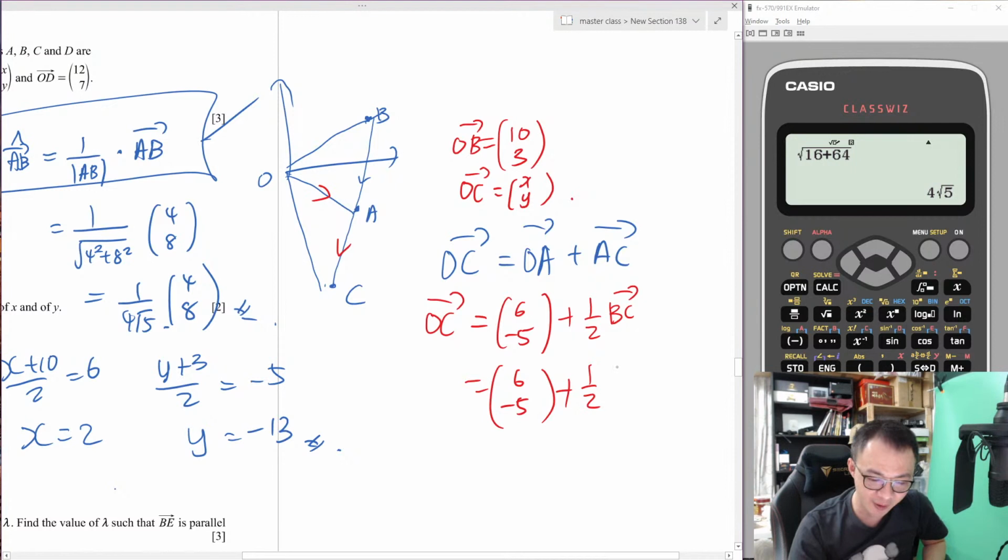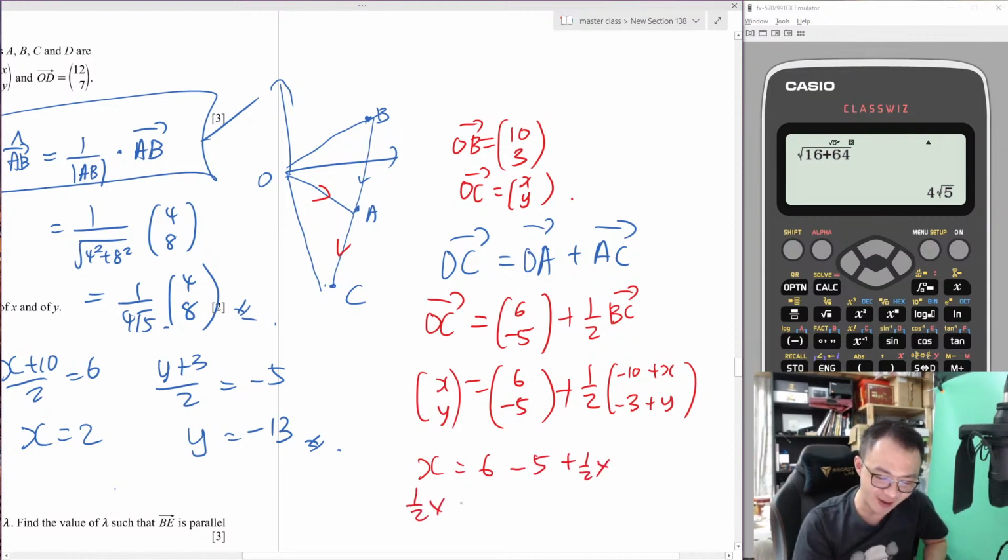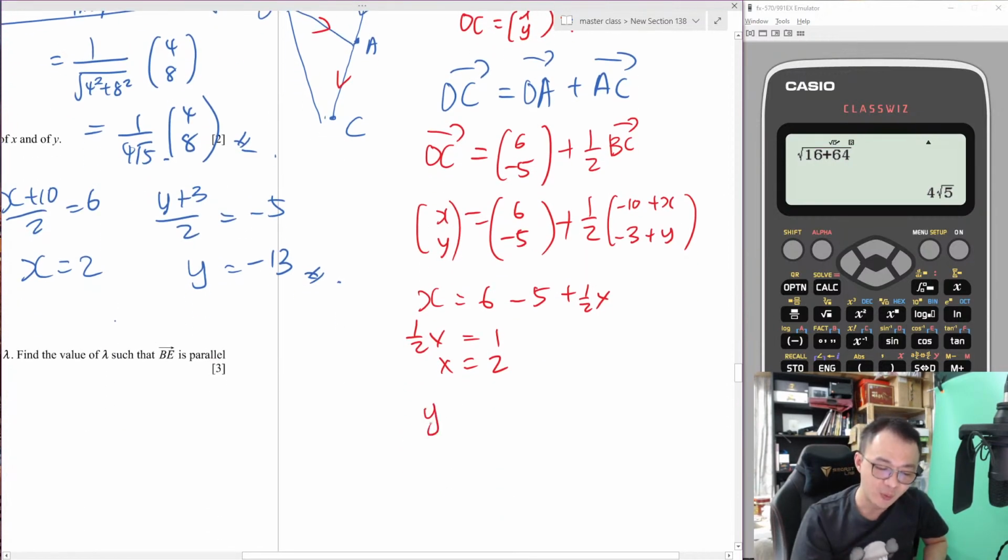So this one will be minus 10 plus x, minus 3 plus y, and then this is xy. I don't know, seems weird to me. Minus 5 plus half x. So here I will get half x equals 1, x equals 2. Yeah, which is correct.